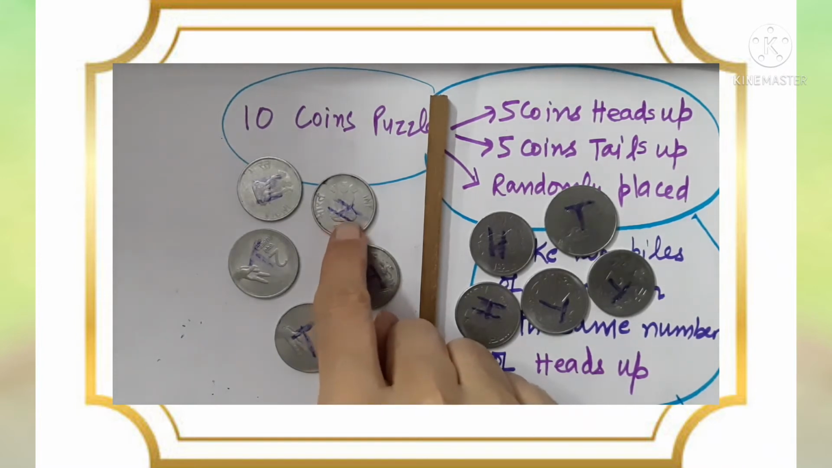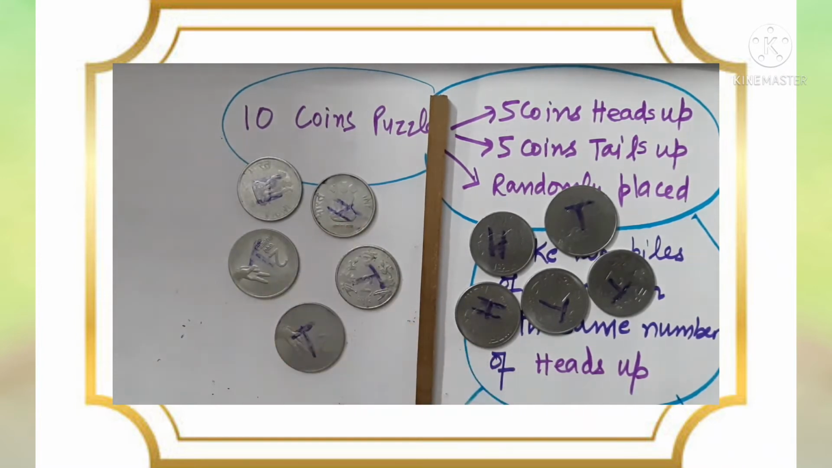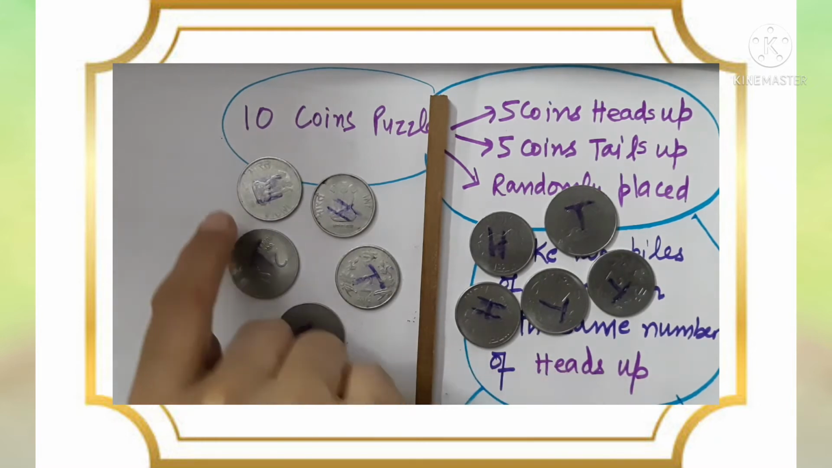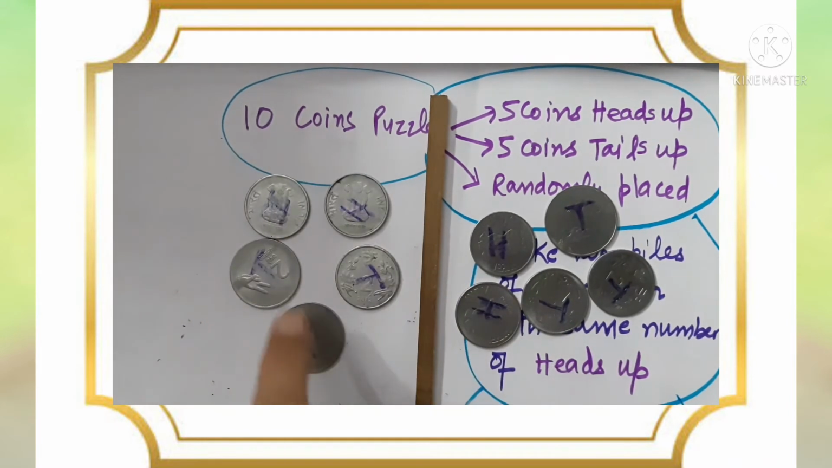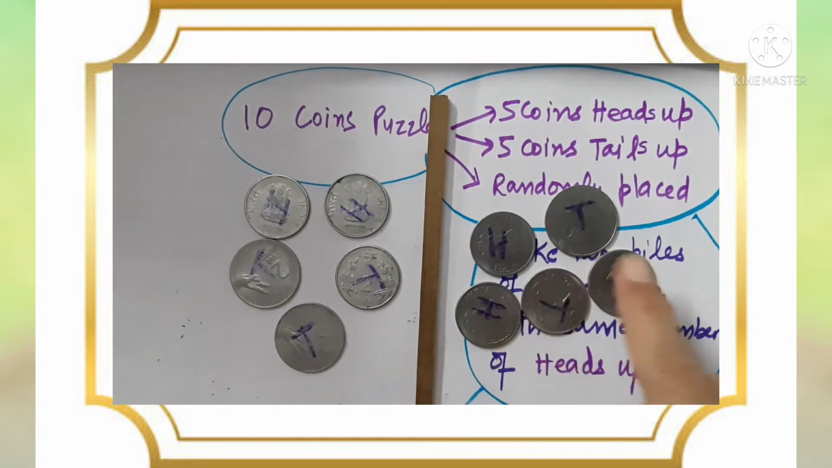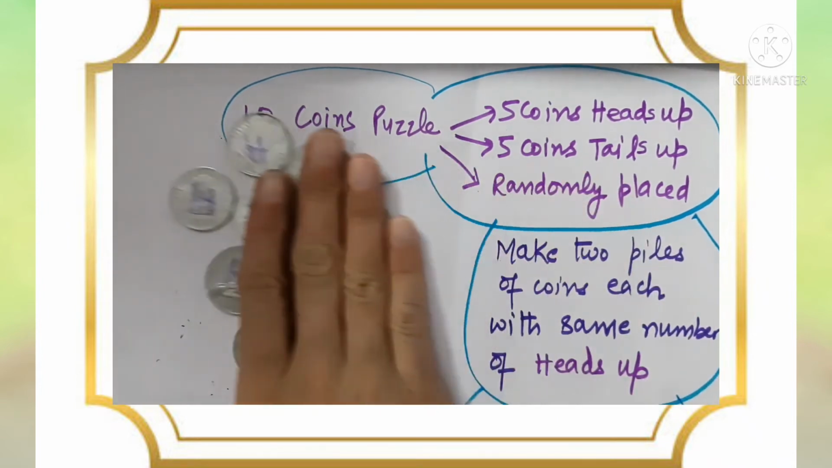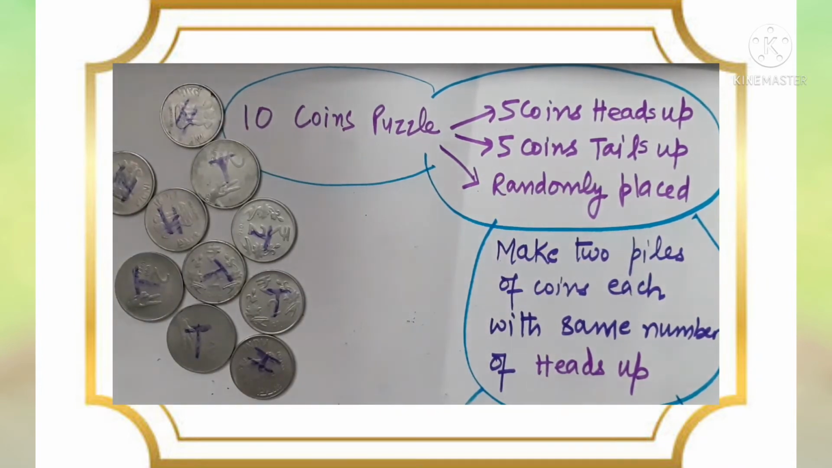Yes, you can see that there are 2 coins having heads up on the left side, and on the right hand side also there are 2 coins having heads up. Isn't it interesting? Okay, let us try to understand the mathematics in this puzzle.